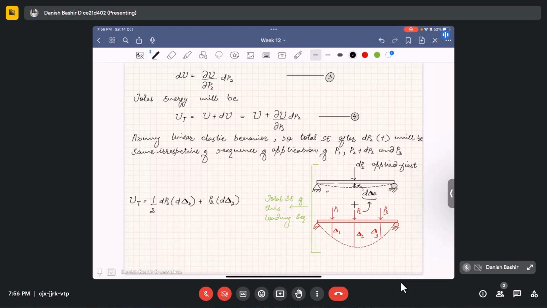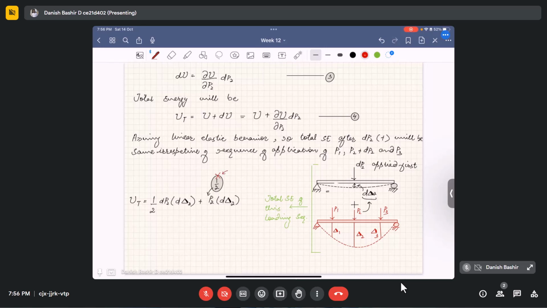So I want to remind you here why I didn't write the one half coefficient here. I will tell you the reason: d delta 2 was already caused by dp2. So during the application of p2, d delta 2 remained constant. So there is no need for the one half factor.